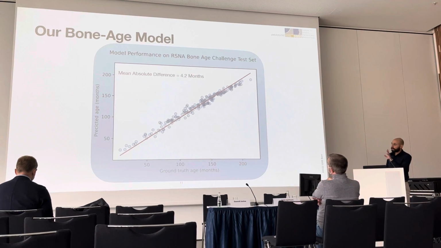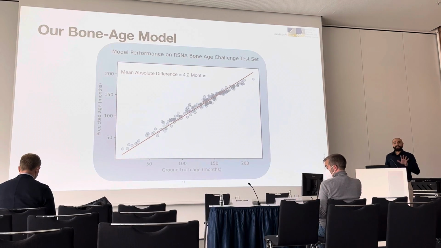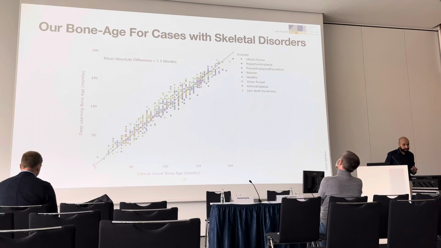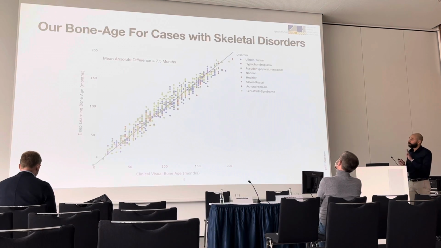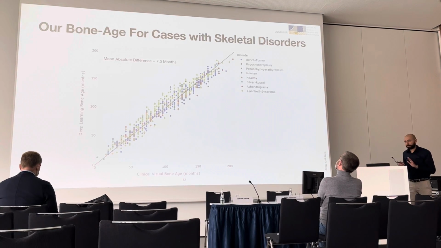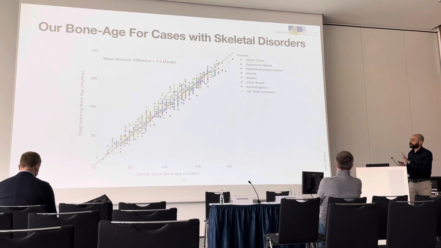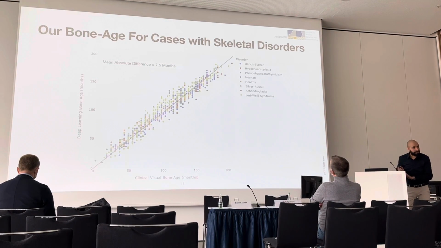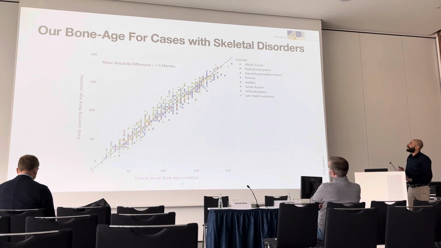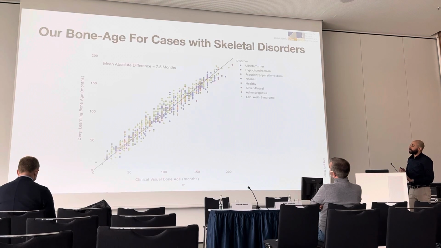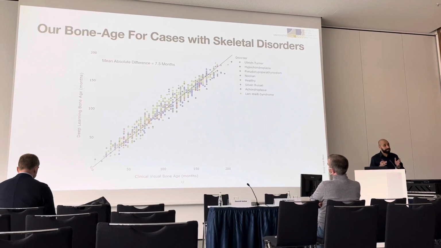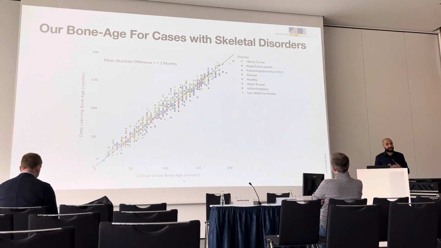Then we tested our bone age model on the unseen dysmorphic hands from the disorder data that we have collected, and it performs really well. Our pediatric colleagues have told us that this performance is good. And the mean absolute difference is 7.5 points only. This is when we are convinced with the performance of the first model.